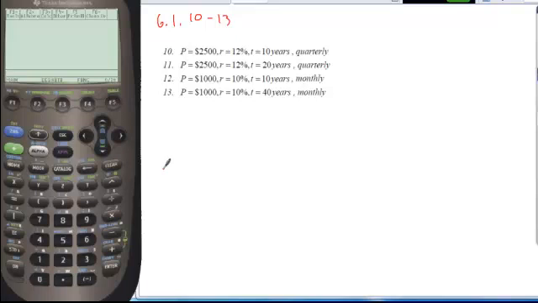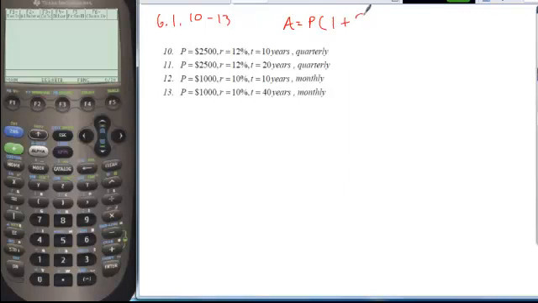Problems 10 to 13. We're looking to solve an equation to find compound interest. We'll use the equation A equals P times the quantity 1 plus R over N, all to the power of N times T. R is the interest rate in decimal form, N is the number of compoundings, T is the time in years, P is the initial principal invested, and A is the final amount.